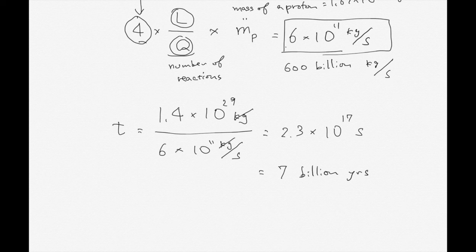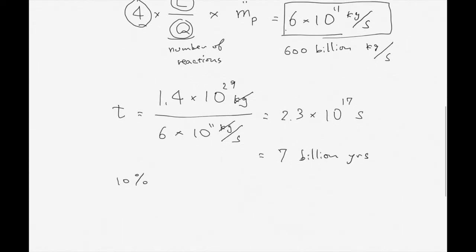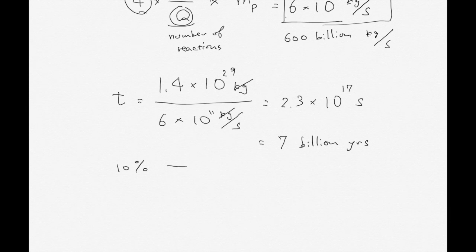Also, if you increase the 10%, we assumed 10% of the hydrogen exists in the core. If you increase it to 30%, of course the time increases to 10 billion years. Some textbooks say the sun can shine for 10 billion years based on this calculation. Okay, this is the end of the practice.